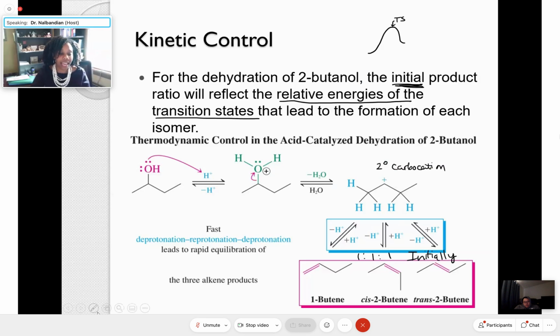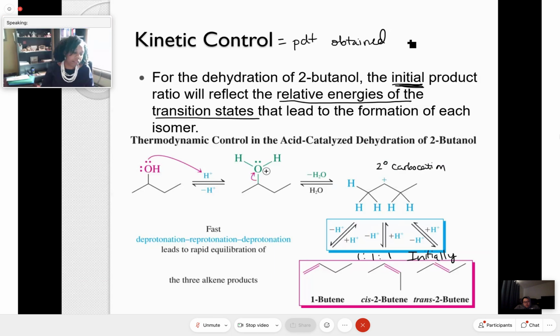So for this, we would say that initially this reaction is under kinetic control. So what does that mean? When a reaction's under kinetic control, that means that the product obtained is the one formed fastest. Right? What is kinetics? That's our reaction rate. So whatever is formed fastest, that's going to be what we get as a product.